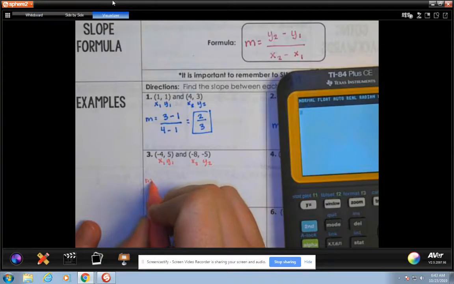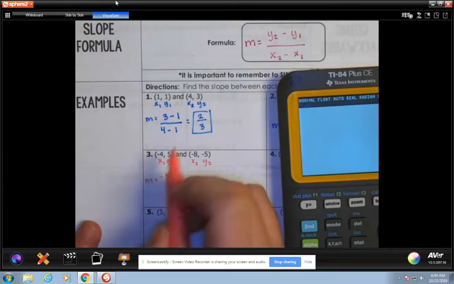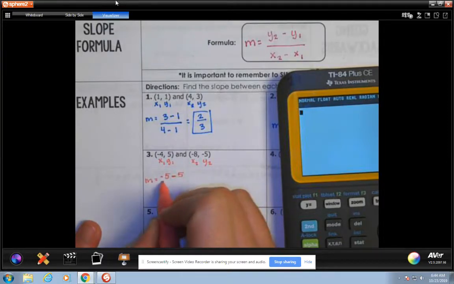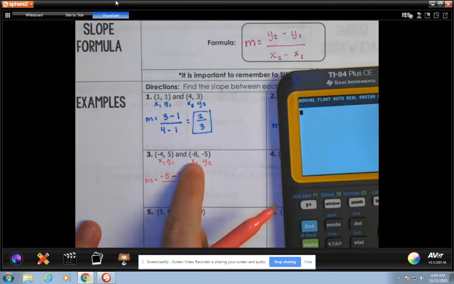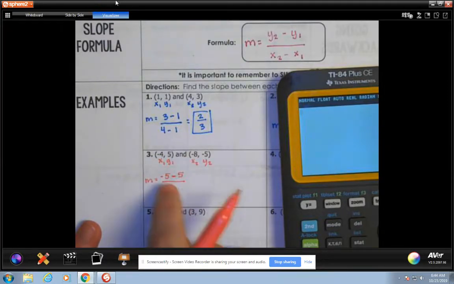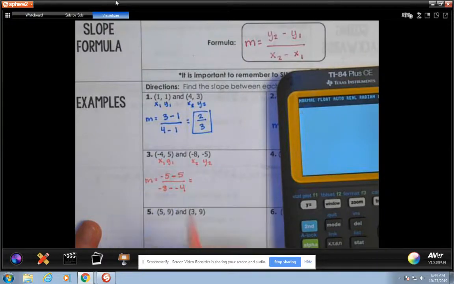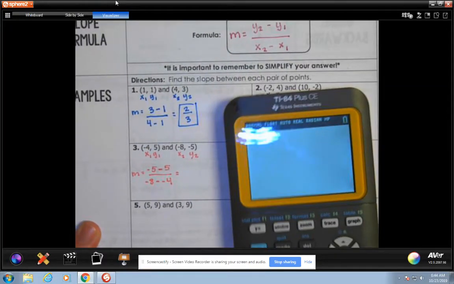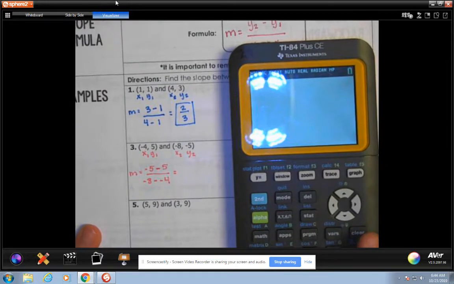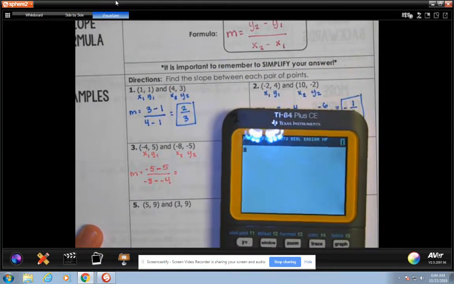So m equals, y2 is negative 5, minus y1, which is positive 5, over x2, which is negative 8, minus negative 4. Okay, so instead of going through and changing any signs, I'm going to start with my fraction on my calculator.